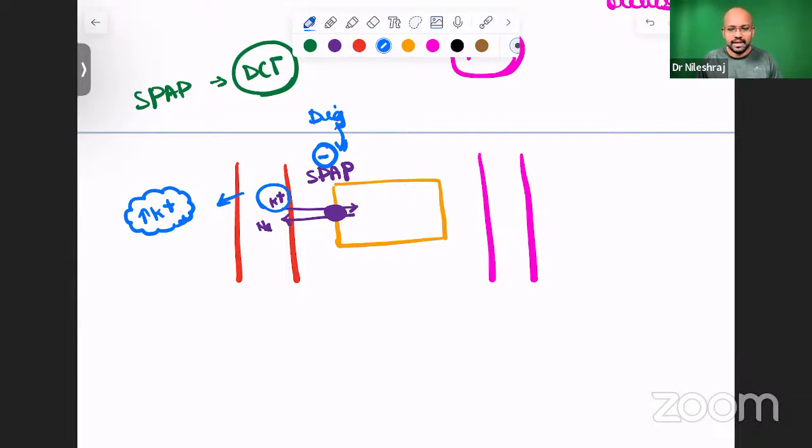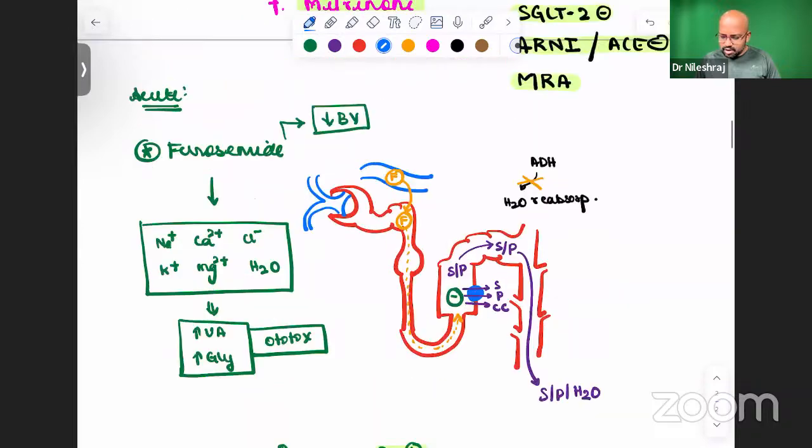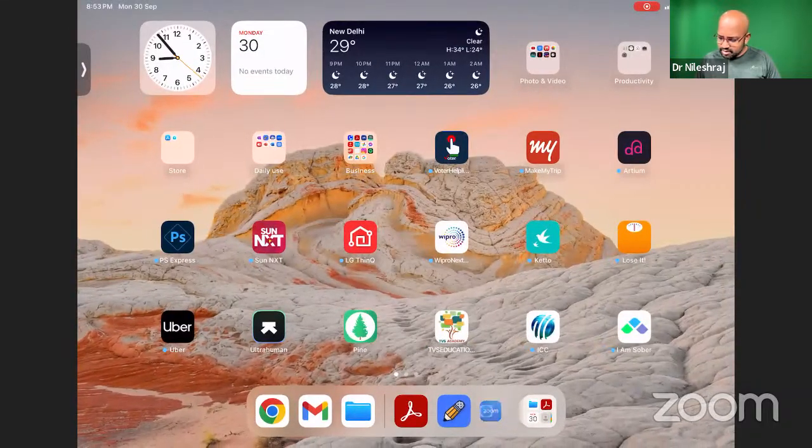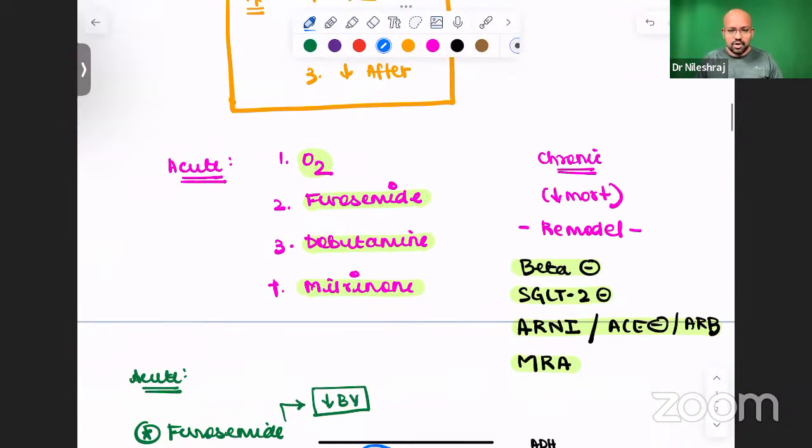Good. With this, we complete the most important set of drugs which can be used in the treatment of heart failure. I have explained the pharmacological perspectives of every individual drug. I hope, just a small revision of it, buddy, a small recap of it. What are the drugs which we currently have in treatment? We can treat the patient with oxygen, furosemide, dobutamine, and milrinone.